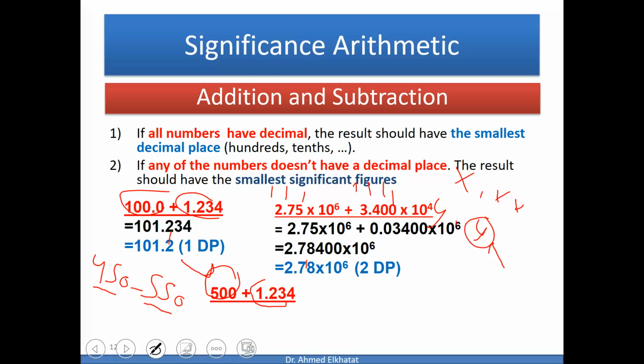Now let's apply the rule. How many significant figures here? 1. How many significant figures here? 1, 2, 3, 4. Then we use the lesser number of significant figures, 1. So the result should be only one significant figure. This is the accurate result, but actually we should have only one significant figure, so it will be 500 as it is.